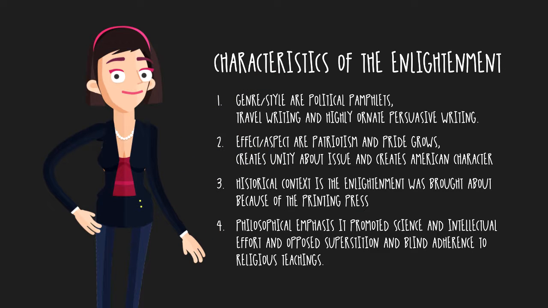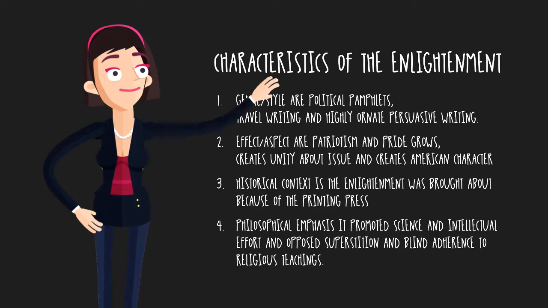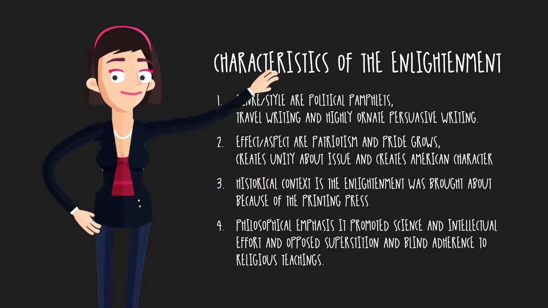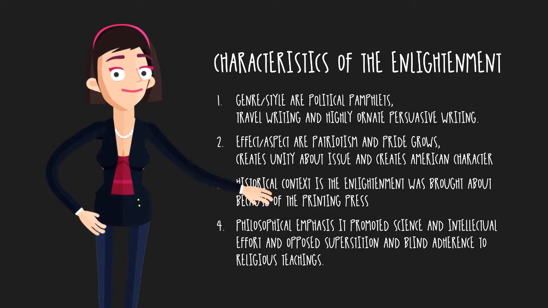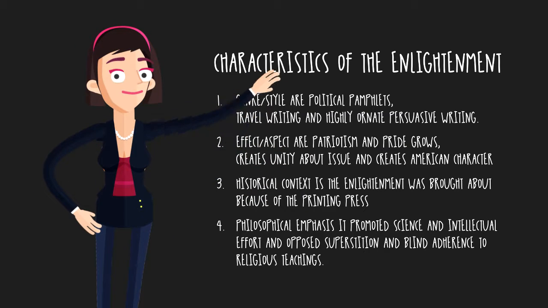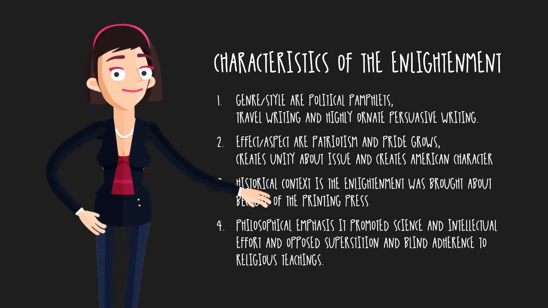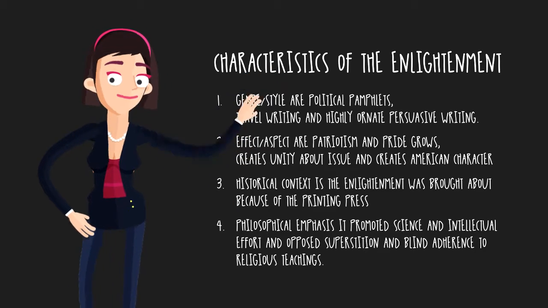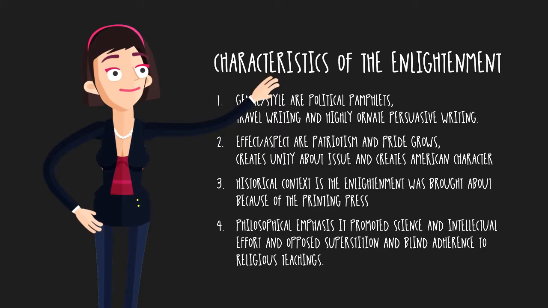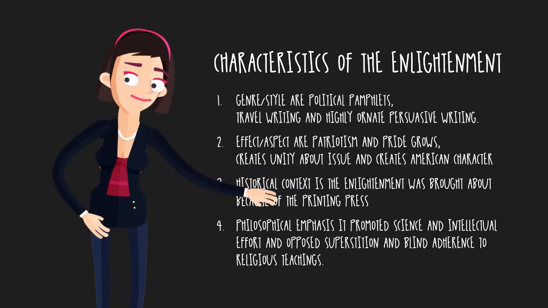Effect or aspect in the Enlightenment are patriotism and pride grows, creates unity about issues, and creates American characters. Historical context in the Enlightenment is that the Enlightenment was brought about because of the printing press. Philosophical emphasis in the Enlightenment promotes science and intellectual effort and opposes superstitions and blind adherence to religious teaching.